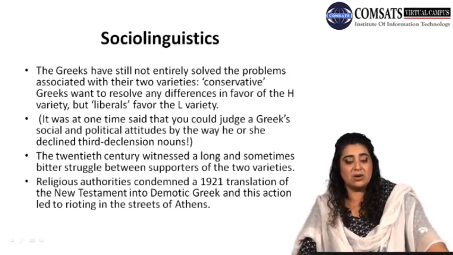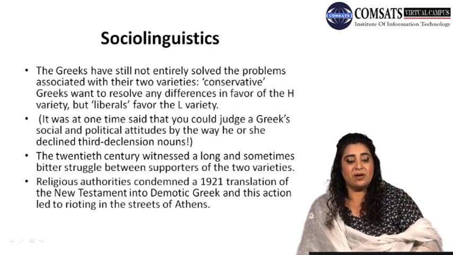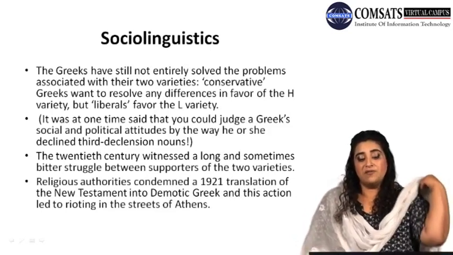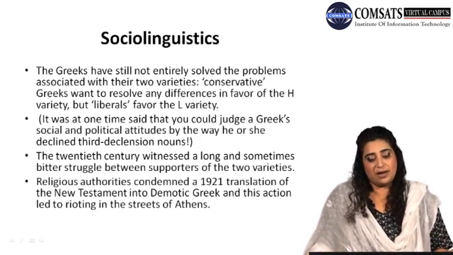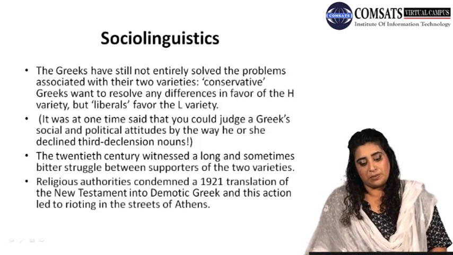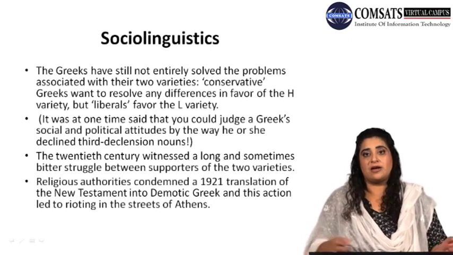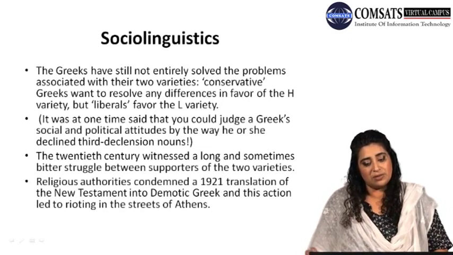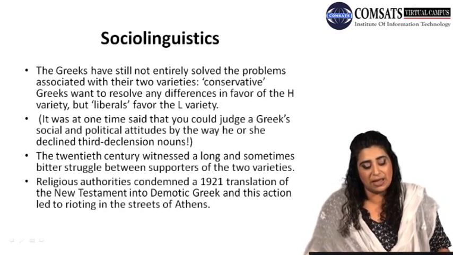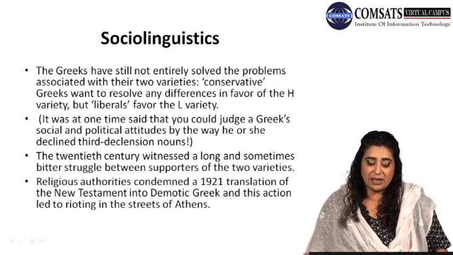By the time they got to the 20th century, the Greeks still had not entirely solved the problem, because the conservative Greeks found it difficult to agree that people can use the L variety instead of the H variety. According to them, the H variety is much more prestigious than the L variety, and the L variety cannot be used in its place. So the 20th century witnessed a bitter struggle between supporters of both varieties in the Greek nation.